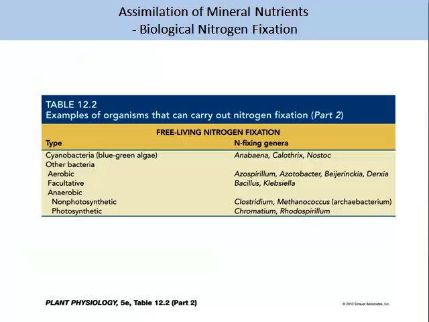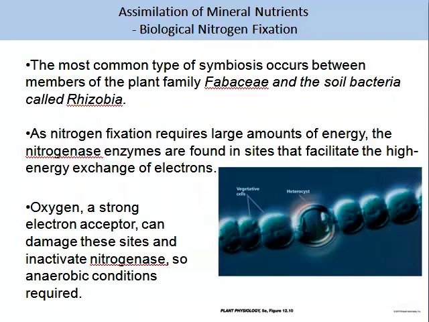Examples of the nitrogen-fixing genera are presented. The most common type of symbiosis occurs between the members of the family Fabaceae and the soil bacteria called Rhizobia. As nitrogen fixation requires large amounts of energy, the nitrogenase enzymes are found in the site that facilitate the high energy exchange of electrons. Oxygen, a strong electron acceptor, can damage these sites and inactivate nitrogenase, so anaerobic conditions are required.